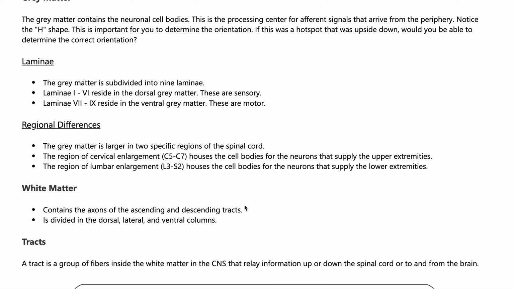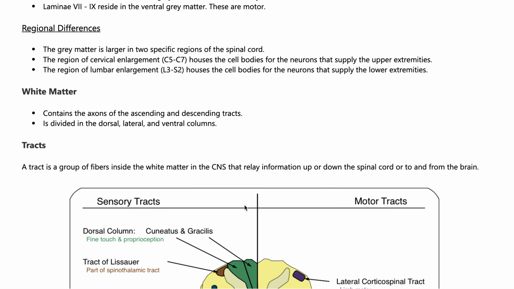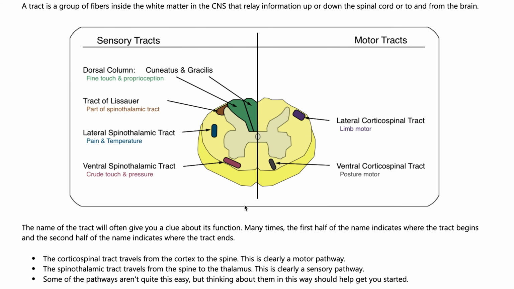The region of lumbar enlargement, which is L3 to S2, houses the cell bodies for neurons that supply the lower extremities. Regarding white matter, this contains the axons of the ascending and descending tracts. It is divided into the dorsal, lateral, and ventral columns. A tract is a group of fibers inside the white matter in the CNS that relay information up or down the spinal cord or to and from the brain.